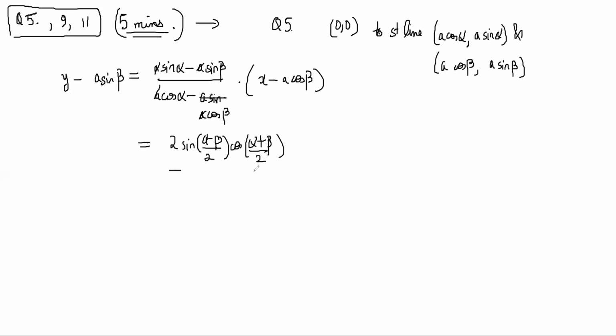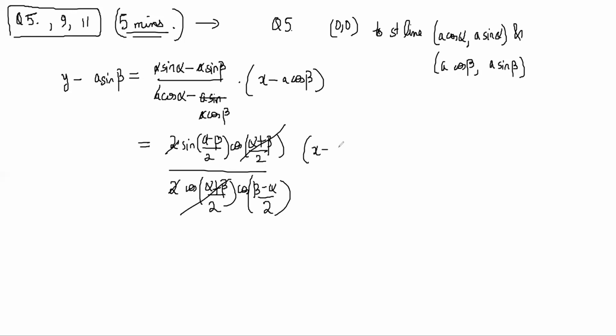Okay. This one becomes cos minus cos, which is 2 cos alpha plus beta by 2, cos beta minus alpha by 2. Maybe here only you made the mistake. This gets cancelled, and this becomes y minus a sin beta. So my equation is becoming a cos beta minus alpha by 2 is here, right? Cos beta minus alpha by 2 is here.